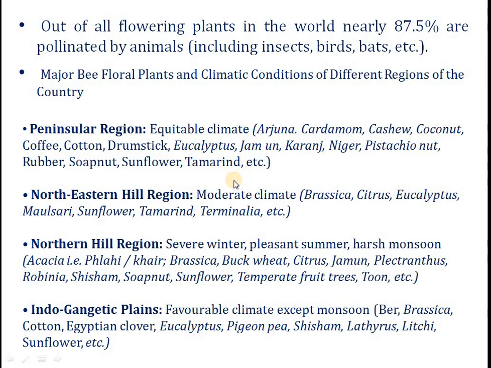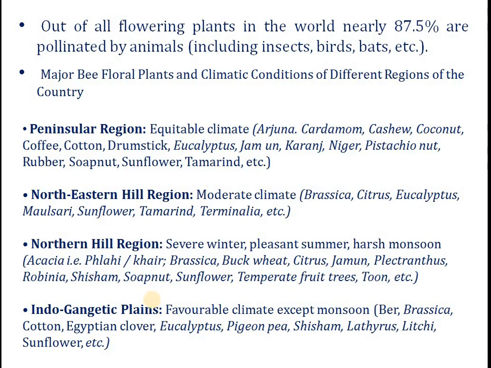In the northeastern hill region, there are moderate climatic conditions, so the type of bee flora differs, but some are common. In the northern hill region, the climate has severe winter, fleeting summer and harsh monsoon, so the bee flora is different. Some common ones are citrus, buckwheat, jamun, various temperate fruit trees, tuna, soapnut, sesame and robinia.